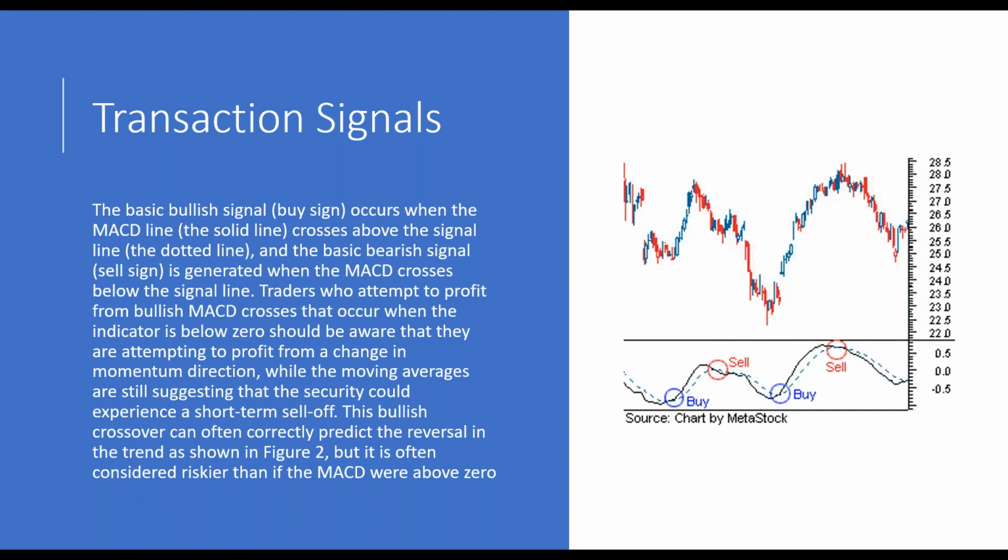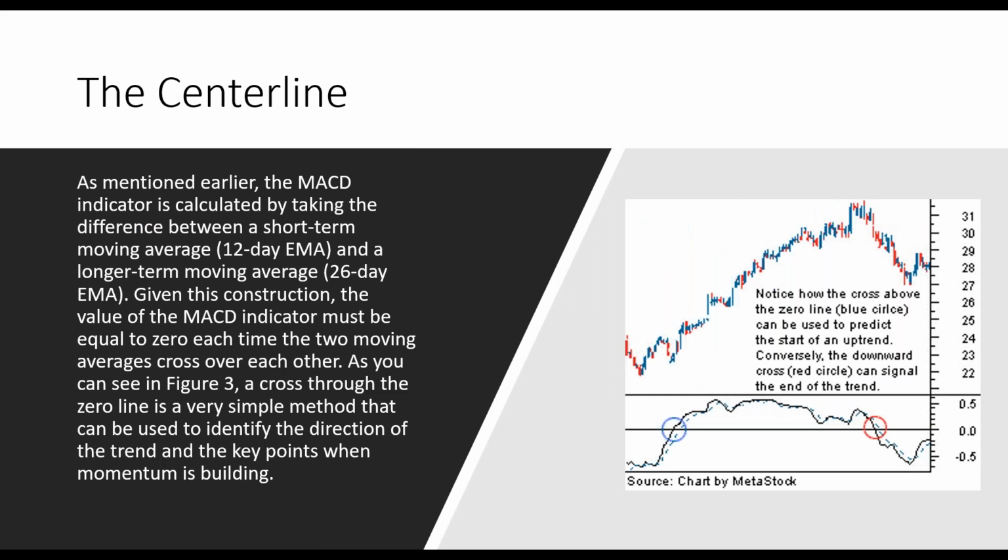Traders trading bullish MACD crossovers that occur when the indicator is below 0 should be aware that they are attempting to profit from a change in momentum direction. While the moving averages are still suggesting the security could experience a short-term sell-off, this bullish crossover can correctly predict the reversal in the trend, but it is often considered riskier than if the MACD is above 0. As mentioned earlier, the MACD indicator is calculated by taking the distance between the short-term and the long-term EMA.